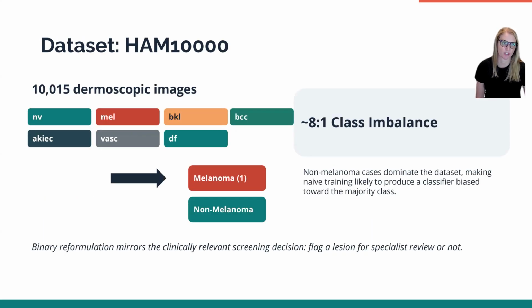So for this project, I used the HAM10000 dataset, which comprises more than 10,015 dermoscopic images. It's about an 8-to-1 class imbalance because you have melanoma, nevi, actinic keratoses, vascular lesions, and a few others. So we made this more of a binary problem and reformulated it into either melanoma or non-melanoma. And the non-melanoma cases are obviously going to dominate our dataset. This makes naive training likely to produce a classifier that's biased towards the majority class of non-melanomas.